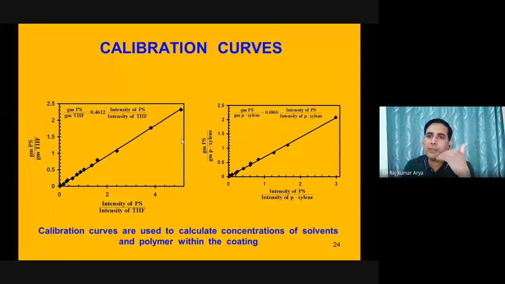So now you want to test whether your calibration curves are correct or not. You made a calibration curve, you got these lines for these calibrations. Now you make some new samples and test whether what is coming from this calculation and whatever you have prepared are correct or not. So that's what we did here.